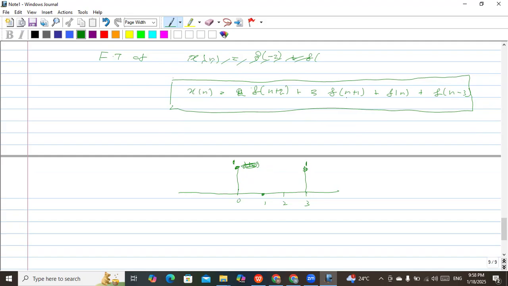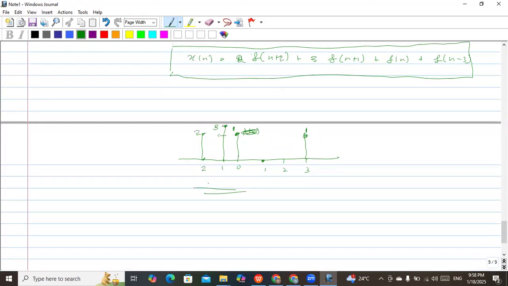And delta n plus 1 means it is shifting to this side, so this will be 1, and with its coefficient it is 3. And n plus 2 means shifting again up to 2, so this will be 2. So this is your sequence.